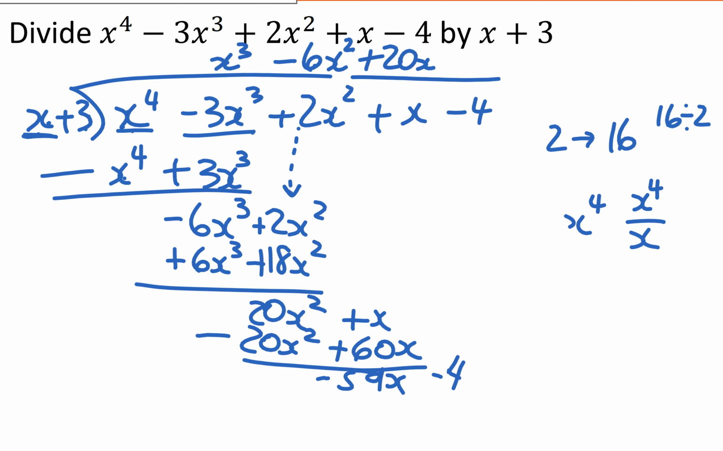x going into negative 59. Negative 59 times that gives you negative 59, times 3 is what? 177. So that ends up being a plus and a plus. And we've got a remainder of negative 4 plus 177, which is 173.